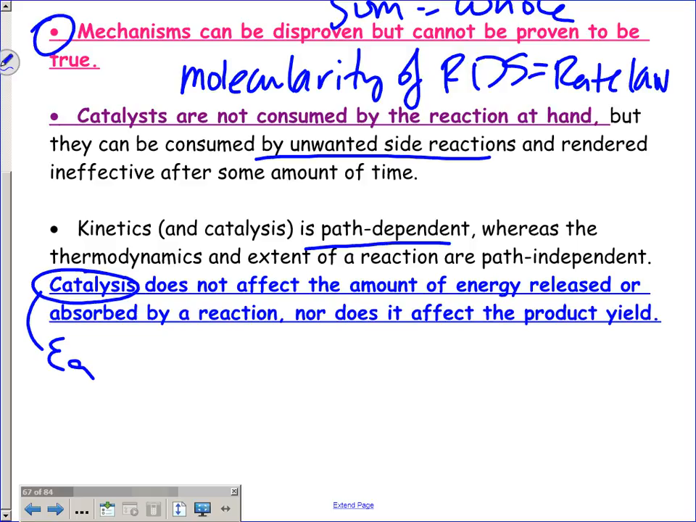Right, so let's wrap up from yesterday. And then now Arrhenius.